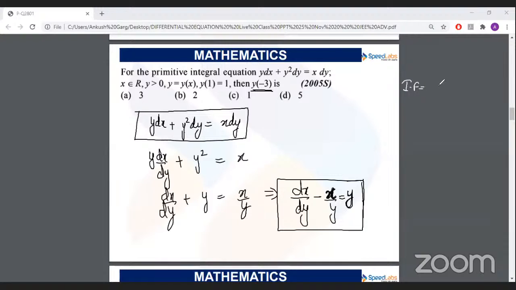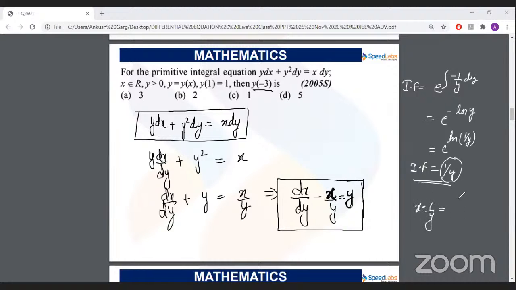First you'll find the integrating factor, that will be e to the power of the integral of p, that is minus 1 upon y dy, which becomes e to the power minus ln y. And if you take the minus into the power, it will become e to the power ln of 1 by y, and e to the power ln of something is the same function. So the integrating factor is 1 upon y. Now finding the solution, that will be x into the integrating factor equal to the integral of q times the integrating factor, that is 1 upon y into 1 upon y dy. That is simply becoming x by y equal to y plus c. Now y of 1 is equal to 1, so putting x and y both equal to 1, you can see we're getting c equal to 0. So the final solution is y square equal to x.